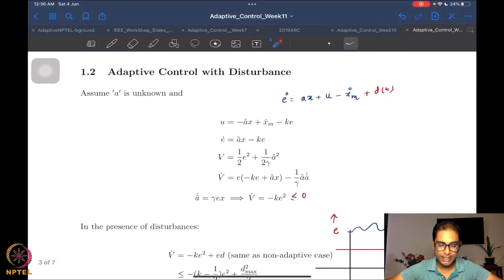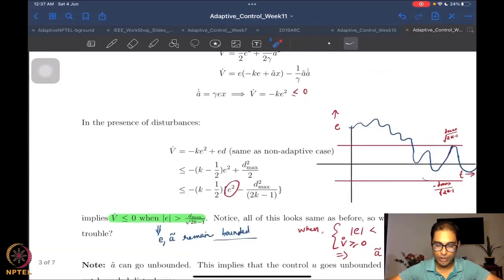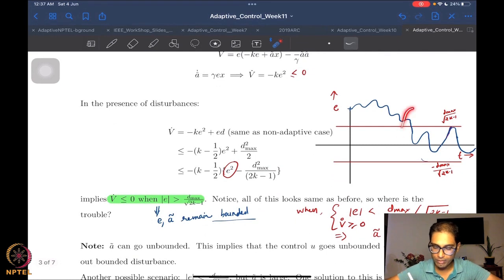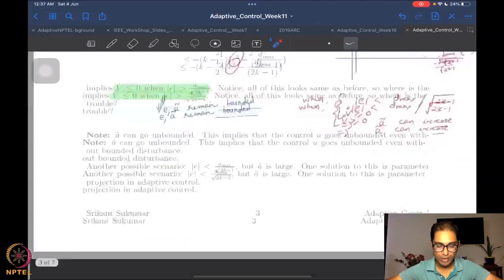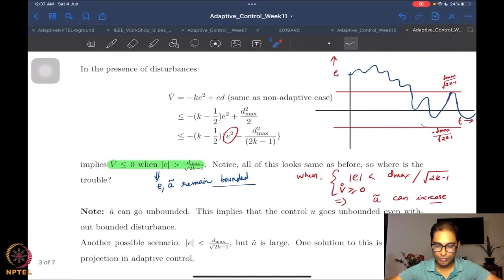However, we saw that the same does not hold true when an adaptive controller is introduced. What happens in that case is that you can show that your errors do get into a residual set, which is still nice. It does look like by changing the control gain, you can, in fact, reduce the size of the residual set. So both of these are, of course, very nice properties that we retain. However, the problem that happens is that this boundedness of e does not actually guarantee the boundedness of a tilde.